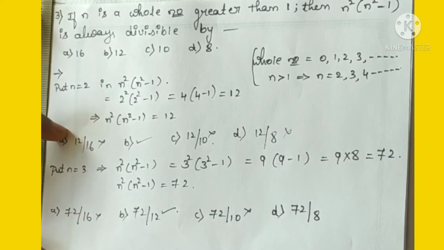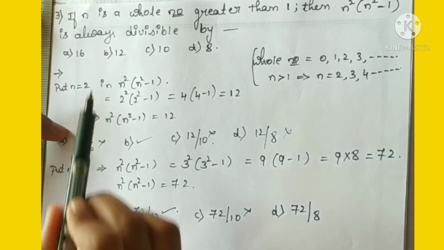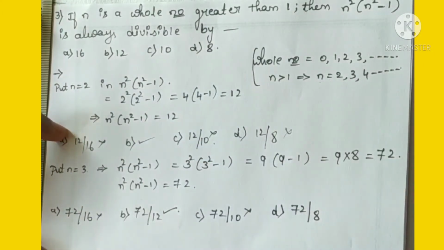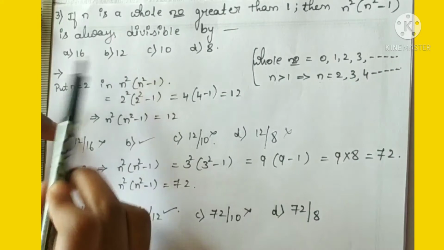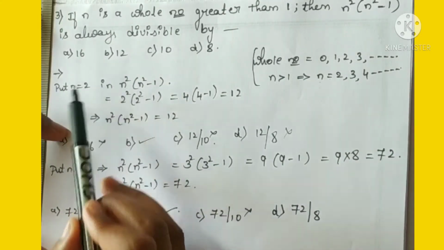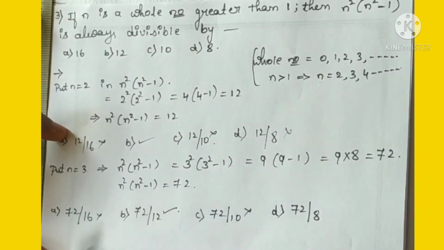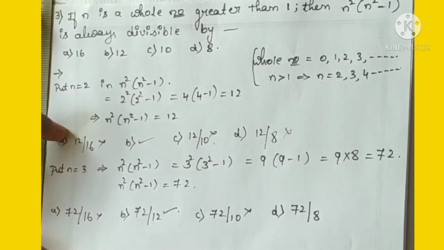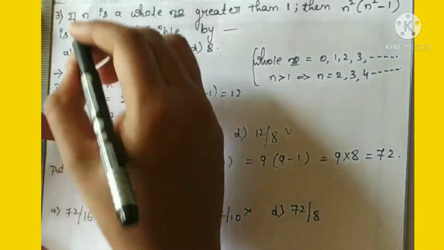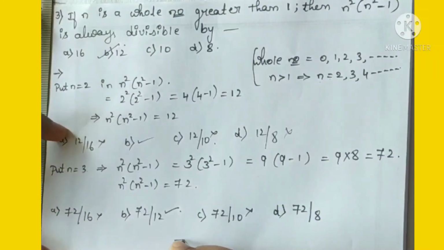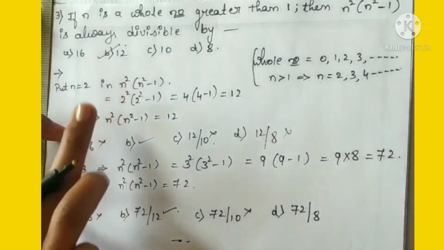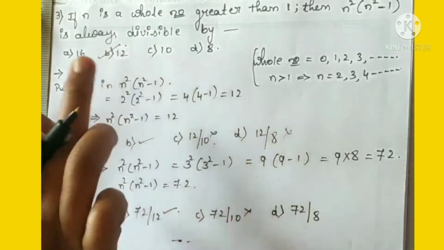Now we have a confusion whether we have to consider option B or option D. For this, please go through option B, because in two cases, that is when n is equal to 2 and when n is equal to 3, in two cases it satisfies 12 only. So we have to go through the majority. So here the correct answer is 12. Here it satisfies 8 also, but in majority cases it satisfies 12. So we consider 12 is the correct option.